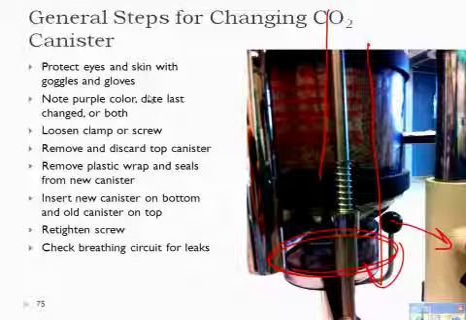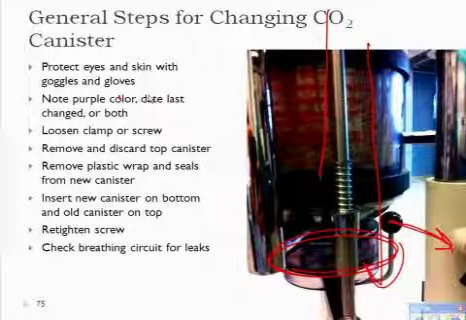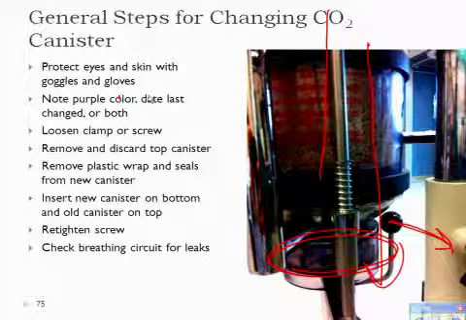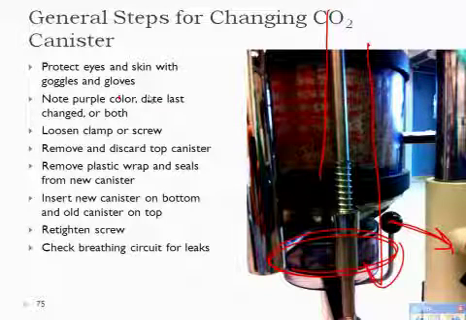So you want to change it on Monday mornings. You want to change it if the color is purple. You want to change it if it's been within a week. Pull this thing open, take the CO2 canisters out, and remove the plastic. I've actually seen somebody accidentally put a CO2 canister in with the plastic on.